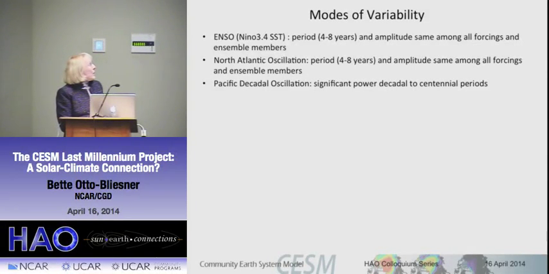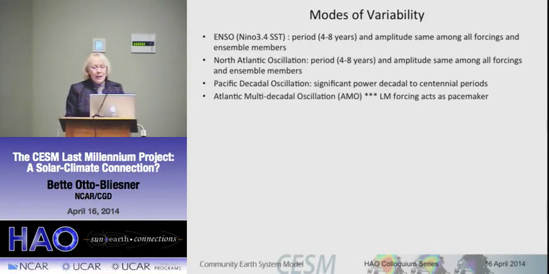As our historical simulation. So this can give you an indication, both in the reconstruction and the models, on kind of longer term. What we do find is this one mode called the Atlantic Multi-Decadal Oscillation, or the AMO. The last millennium forcing does act as a pacemaker.